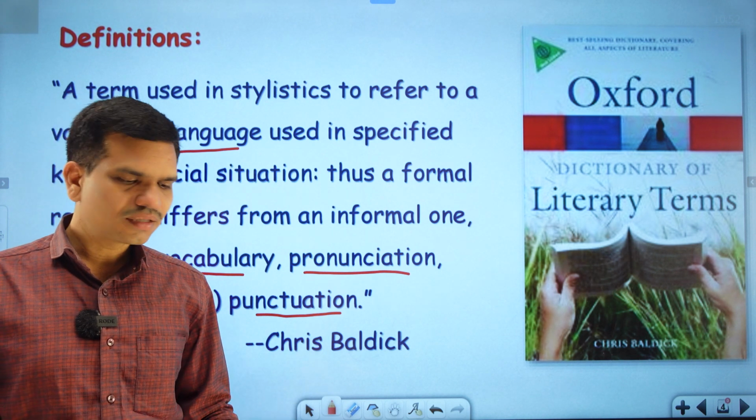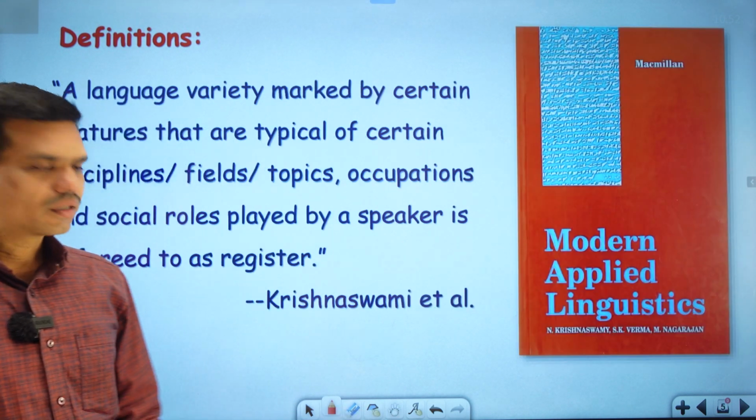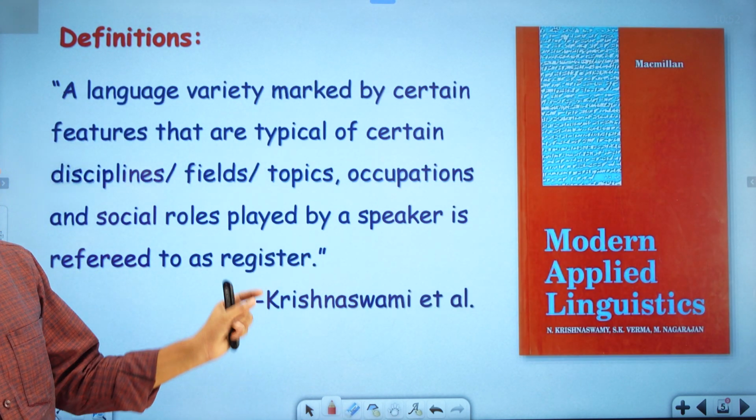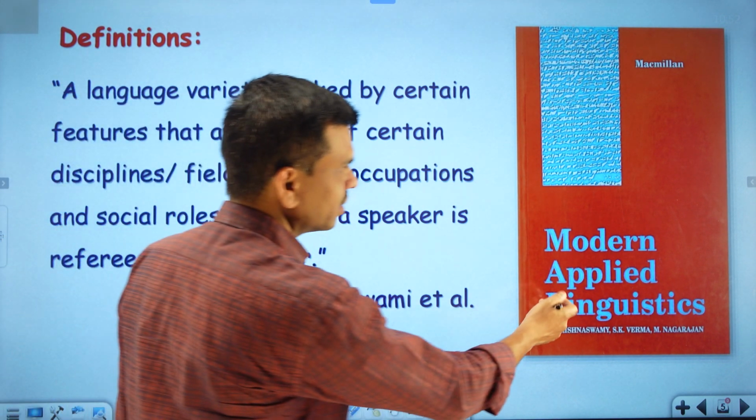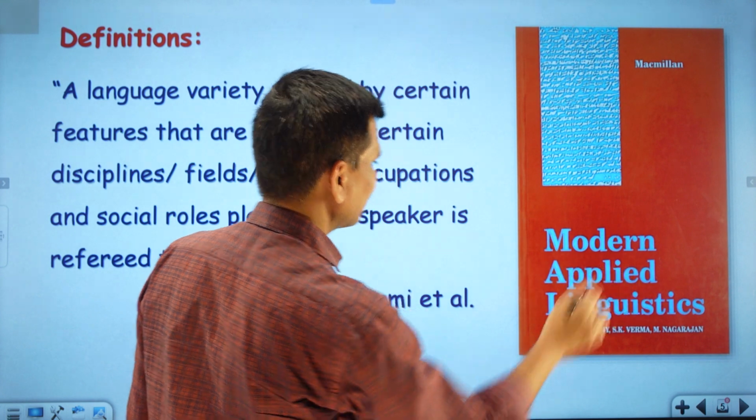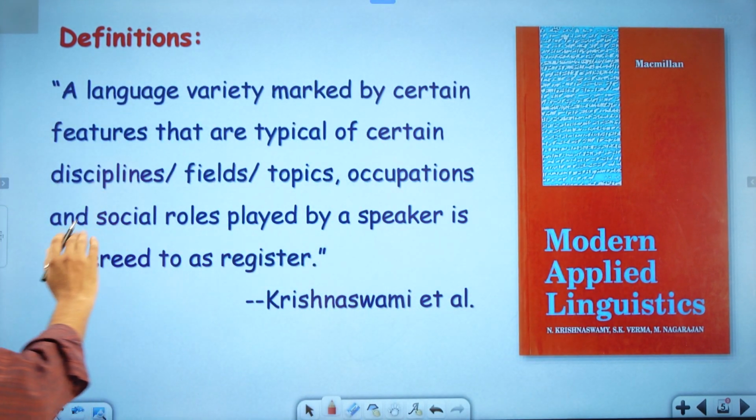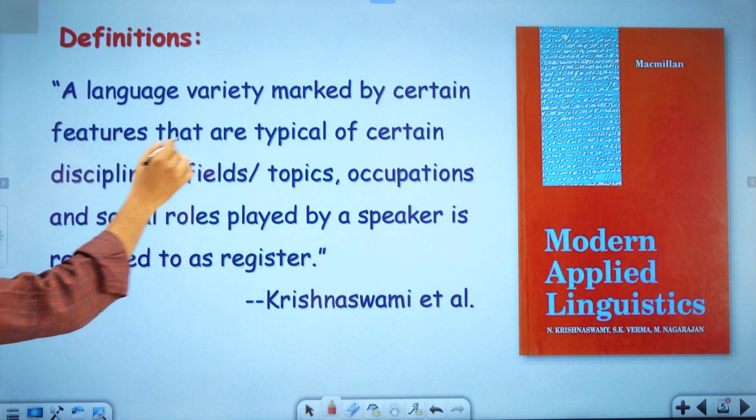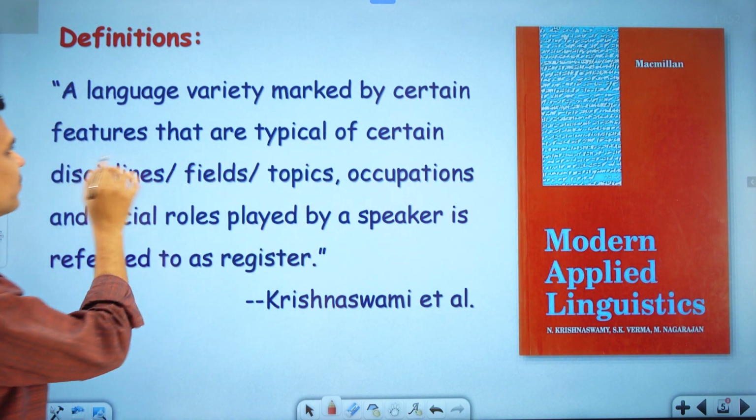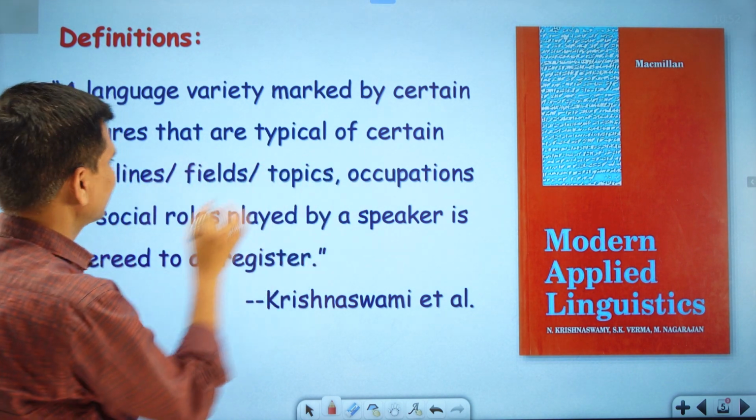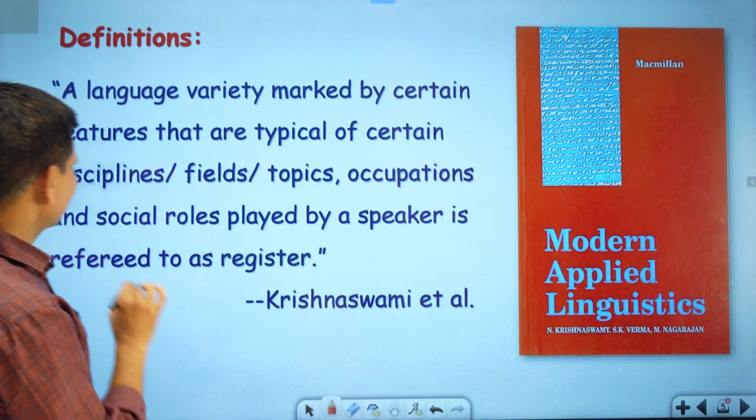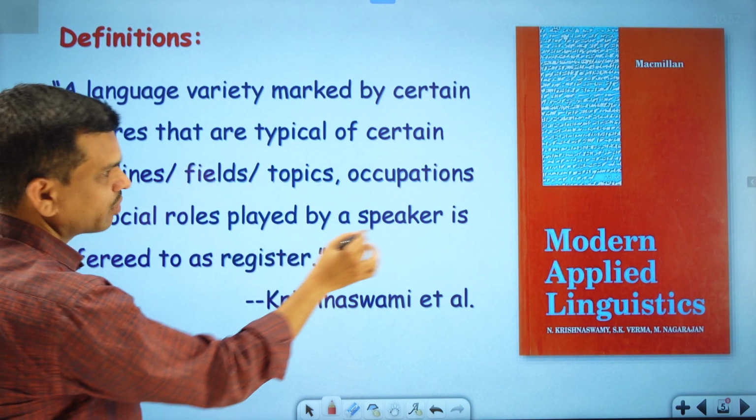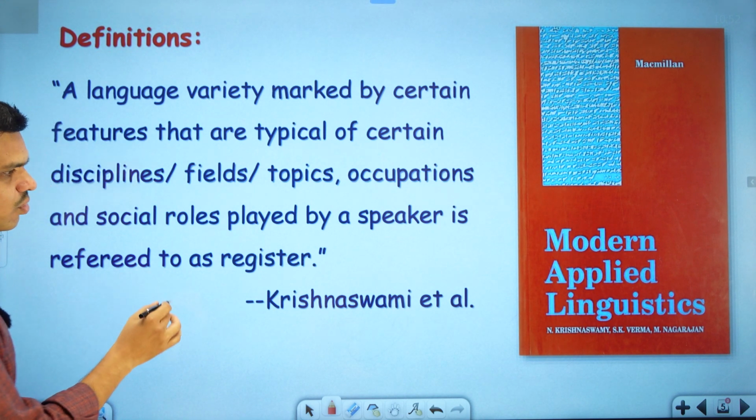Let's understand another definition now. This definition is given by Krishnaswamy and others in the book called Modern Applied Linguistics, and here we have the quotation: a language variety marked by certain features that are typical of certain disciplines or fields or topics, occupations and social roles played by a speaker is referred to as a register.